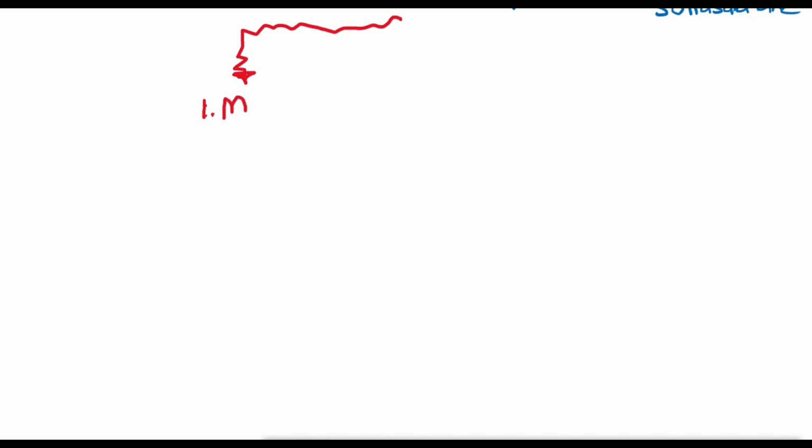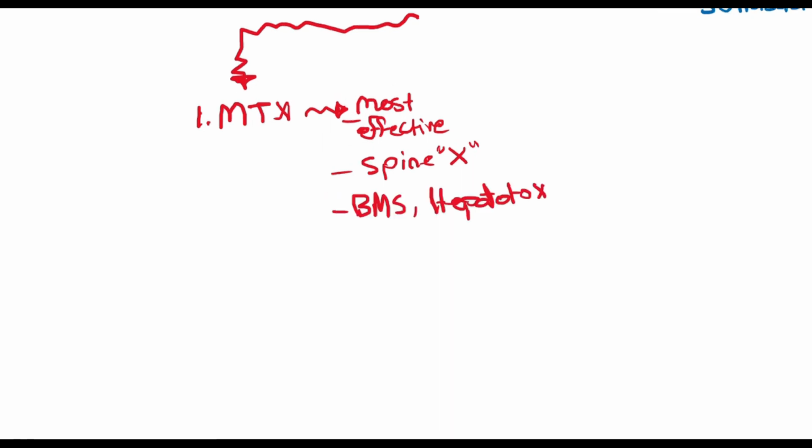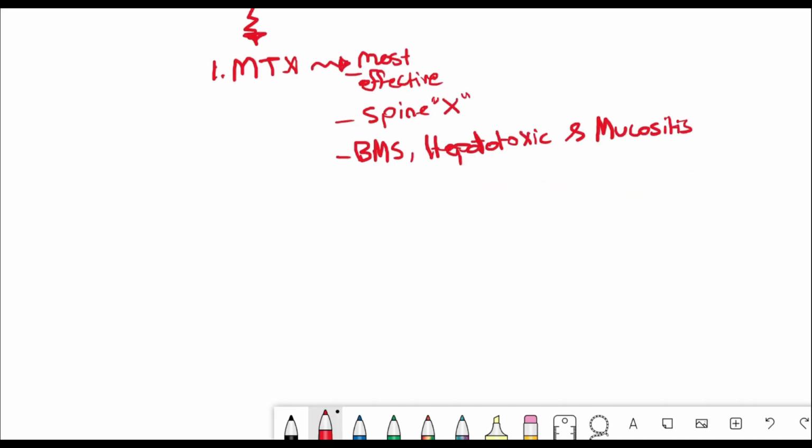Now let's talk about the first and most commonly used one, methotrexate. What you need to know about it: it's the most effective one, and that's why we use it. The other thing is, it does not go to the spine. So anything with spinal arthritis, like ankylosing spondylitis, methotrexate does not treat that. Now, important to know the side effects: bone marrow suppression, hepatotoxicity, and mucositis.